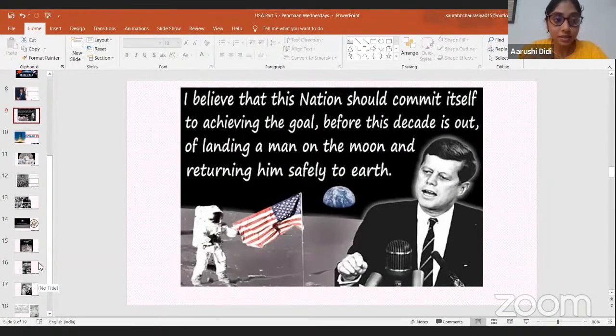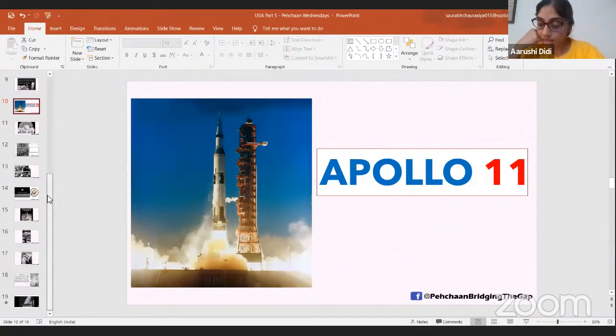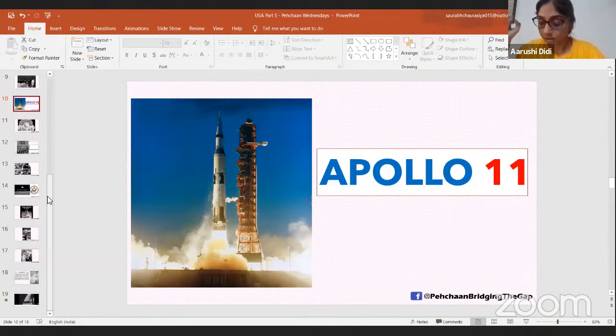Next slide, please. President Kennedy said this to defeat the USSR and to win the space race, to prove that they can be a superpower. So after almost 10 years of research, trial and error, and development, finally the USA had a spaceship named Apollo 11. But can one of you please tell me, why is it named Apollo 11?